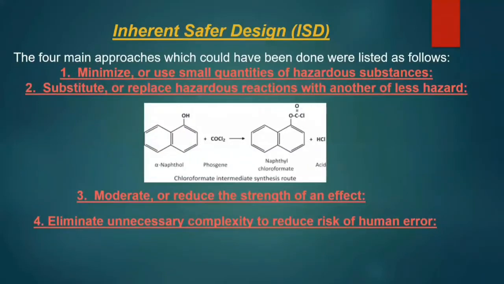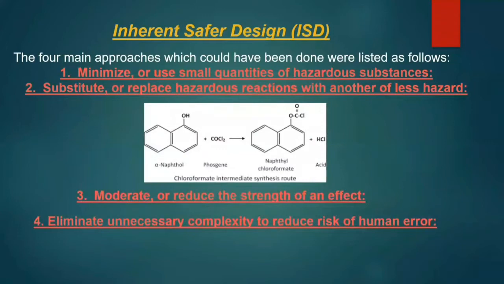Again, we say by applying the inherent safer design, we have four main approaches. We talked about the first and second. Now we will talk about the third approach, which is to moderate or reduce the strength of an effect. This is applied by separating the plant location from potential impacted people, evacuation points, and emergency response facilities. I mean to make a safe distance between the plant and the people.